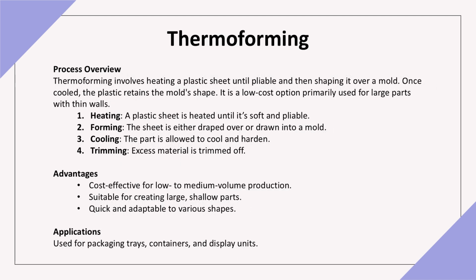Thermoforming involves heating a plastic sheet until it's pliable, then shaping it over a mold. It follows these steps. Heating. The plastic sheet is softened. Forming. The sheet is drawn over or into a mold. Cooling. The part is cooled to retain its shape. Trimming. Excess material is removed. Thermoforming is cost-effective for creating large parts, like packaging trays and display units, with low to medium production volumes.